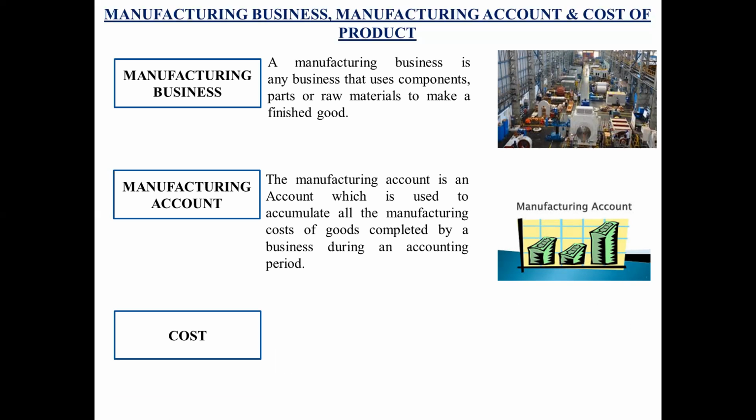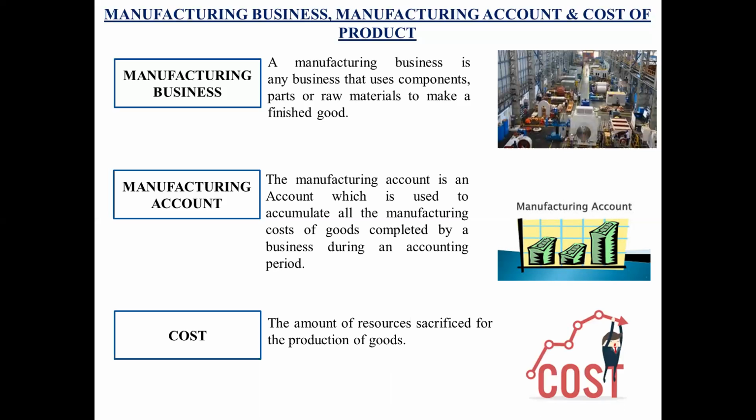For example, if we are making a wooden chair, we will use wood in that wooden chair. So basically the amount of resource, the amount of wood which we have sacrificed. For example, we have used 2 kg of the wood and 1 kg costs us $2. So 2 into 2, $4. That is basically the amount of resource which we are sacrificing for the production of that chair. So that will be included in the cost. So the cost is basically the amount of resources which we have sacrificed for the production of goods.